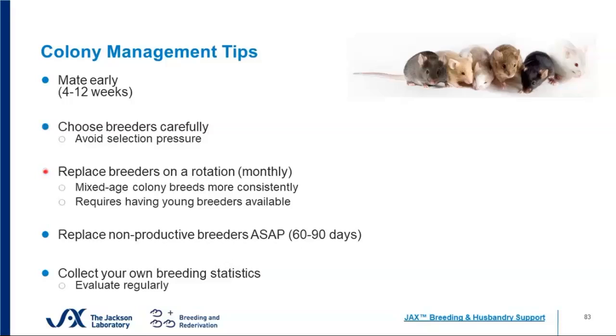We've talked about replacing your breeders on a regular rotation, whether it's weekly or monthly. The closer you can get to weekly, the better, depending on the size of your colony. You want to replace those non-productive breeders as soon as possible. Most strains, we give them 60 days to successfully wean a litter. Unless we know they're slower, we might give them 90. And again, I can't emphasize enough how important it is to collect your own breeding statistics and evaluate them regularly so that you can accurately size your colonies.